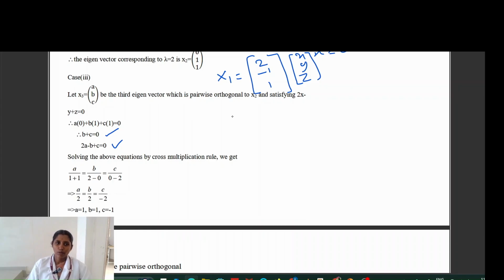So a, b, c. First, I choose the coefficient of b. Coefficient of b 1, coefficient of c 1, coefficient of a 0, again coefficient of b 1. In the second equation, coefficient of b minus 1, coefficient of c 1.